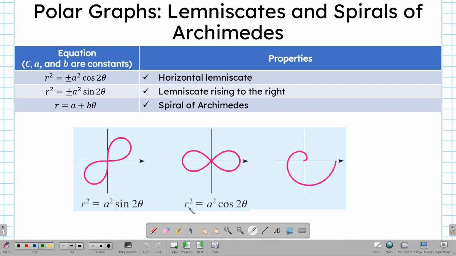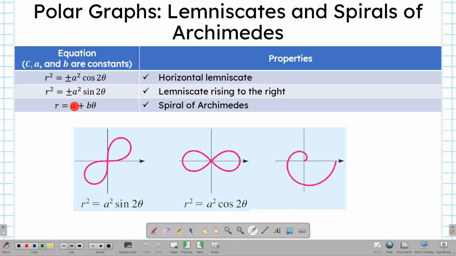The last of the basic types of graphs that we would have for polar graphs would be lemniscates and spirals of Archimedes. So the equation for lemniscates would be r squared is equal to positive or negative a squared cosine 2 theta, and that gives us a horizontal lemniscate, and r squared is equal to positive or negative a squared sine 2 theta. That gives us a lemniscate rising to the right.